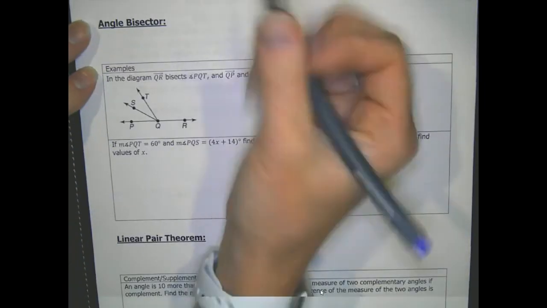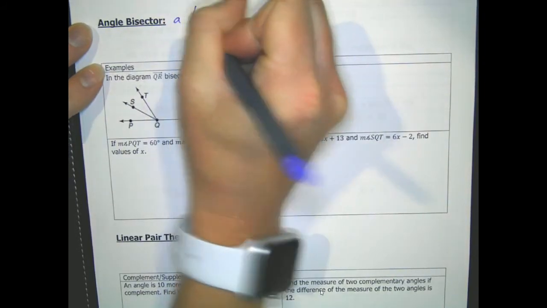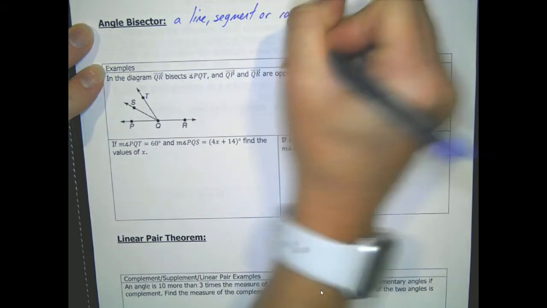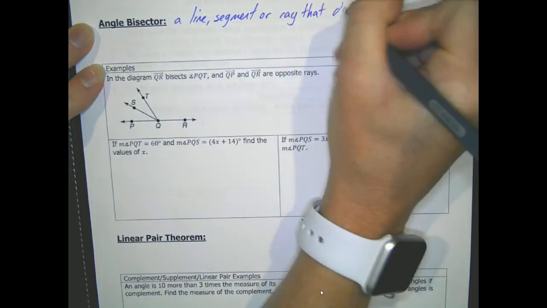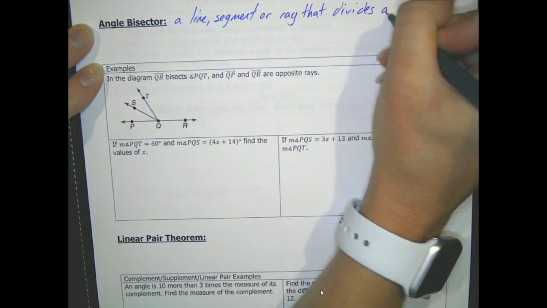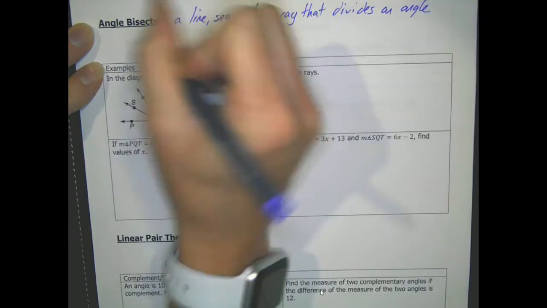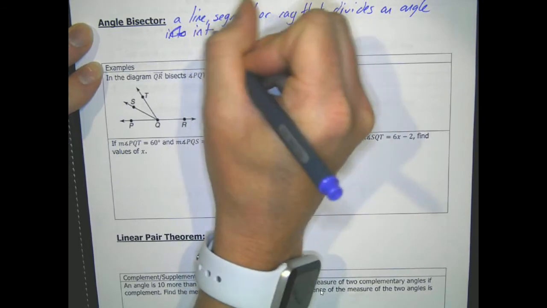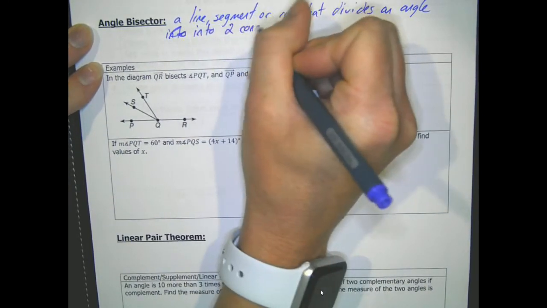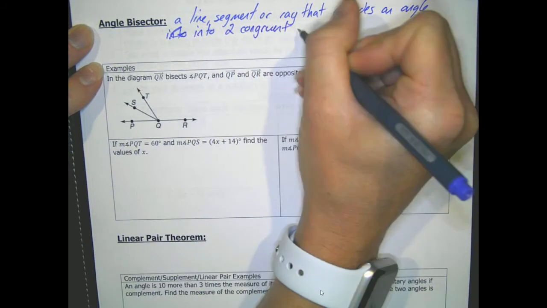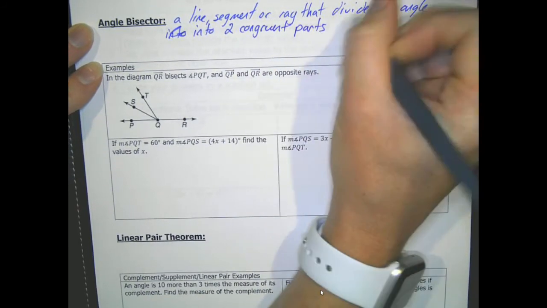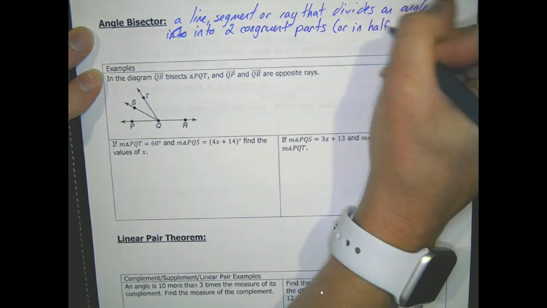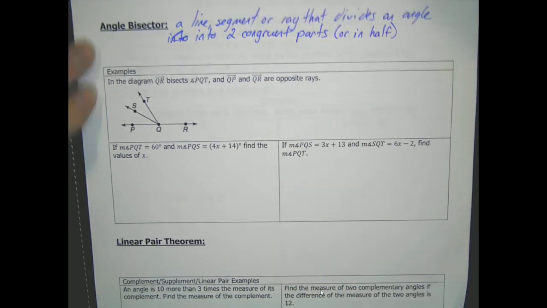Okay, an angle bisector is a line, segment, or ray that divides an angle into two congruent parts, or in half. Okay, so two congruent parts or in half, it's the same thing.